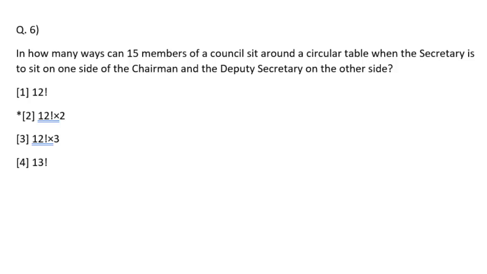Now question number 6 says: in how many ways can 15 members of a council sit around a circular table? So let us draw a circle. There are 15 members, such that the secretary is to sit on one side of the chairman and the deputy secretary on the other side. So let us assume that the chairman is sitting at this place. So the secretary and deputy secretary should be occupying these two places, right? Either the secretary at this place, then the deputy secretary will be at this place, and vice versa.